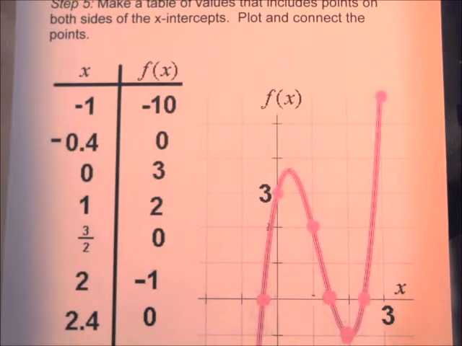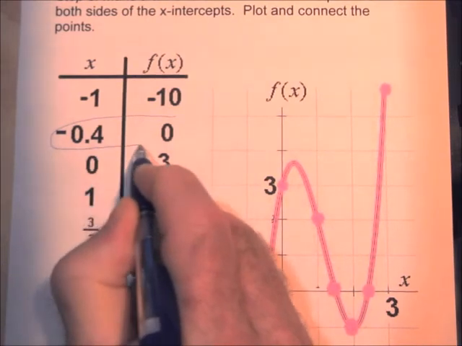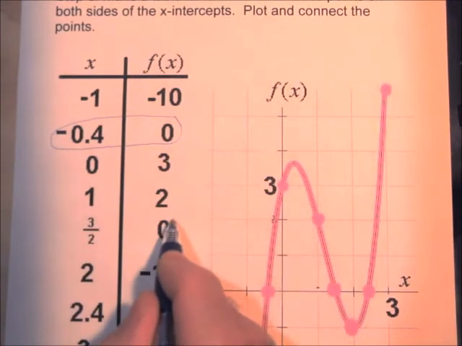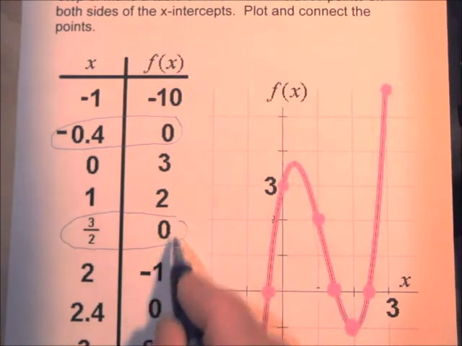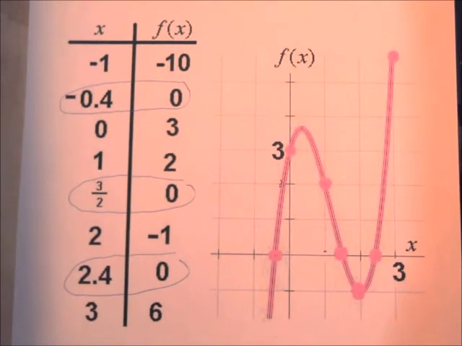So again, we want to pick points on either side of our x-intercepts. So I have x-intercept negative 4 and y is 0, 3 halves and y is 0, about 2.4 and y is 0. So pick points on either side of those, and some of these values we've already computed using our results from our long division. If I can find those.